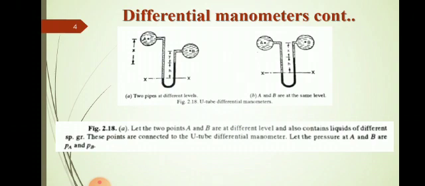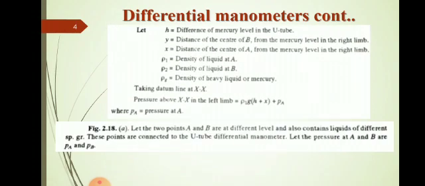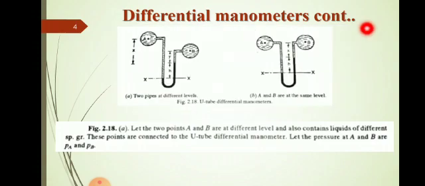So here you can see point A and point B in two different pipelines, and they also contain liquids of different specific gravity. So pipeline A and pipeline B contain liquids of two different specific gravity. These points are connected to a U-tube differential manometer. Let the pressure at A and pressure at B be PA and PB respectively. Now let small h be the difference of mercury level in the U-tube. See the figure. Small h is the difference in mercury level in the left limb and right limb. So the difference is h.